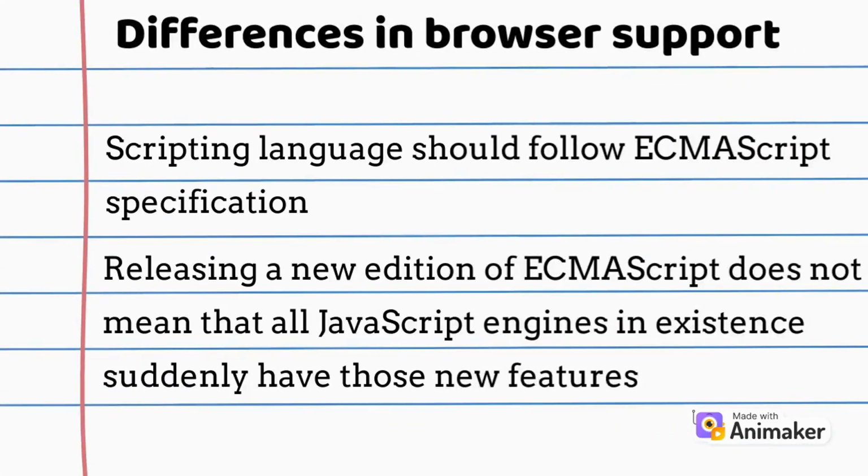Differences in browser support. There are differences in the way browsers support the language. If you recall, the scripting language should follow the EcmaScript specification. So releasing a new edition of EcmaScript does not mean that all JavaScript engines in existence will suddenly have all those new features. For example, if the TC39 committee approves a proposal and it passes through all stages, it will be added to the EcmaScript specification the next year. But it will take some time to adopt this new feature into the browser.